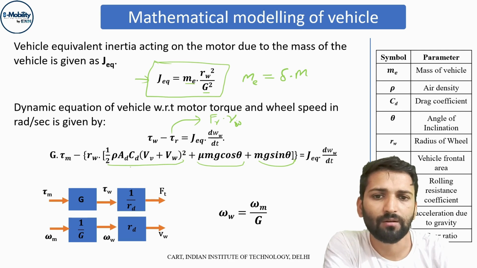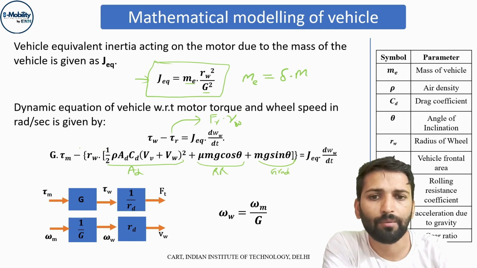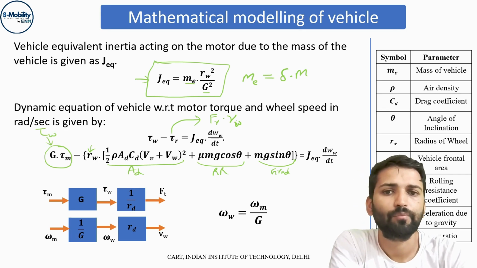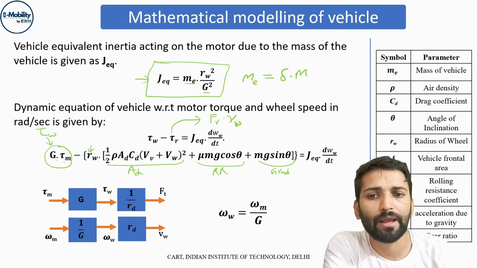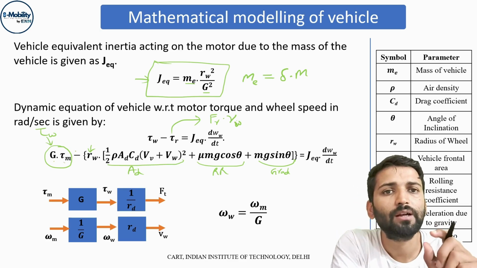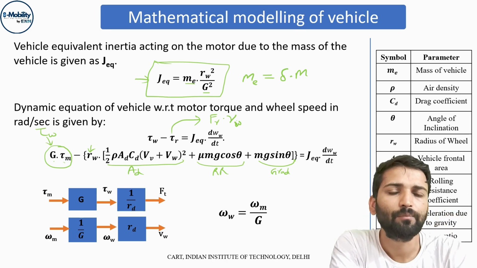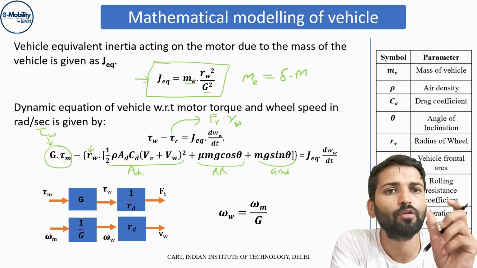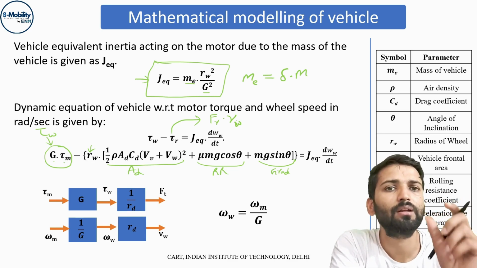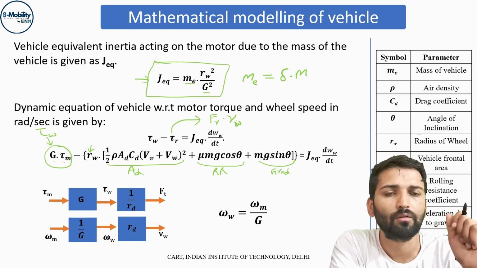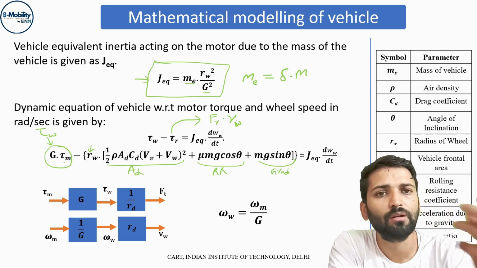These three forces are aerodynamic drag, the rolling resistance and the gradient. All three are being summed up and multiplied with Rw, the radius, and this term is your torque on the wheel. Why are we multiplying Tm with G? Because Tm is the torque generated by the motor, but when we use a gear ratio, the torque changes in the ratio of the gear we are using. It affects the torque at the wheel side, or the actual torque which the vehicle is getting.